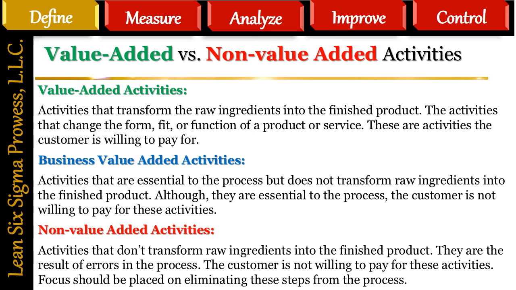Business value-added activities are activities that are essential to the process but do not transform raw ingredients into the finished product. Although they are essential to the process, the customer is not willing to pay for these activities. Non-value-added activities are activities that don't transform raw ingredients into the finished product. They are the result of errors in the process. The customer is not willing to pay for these activities. Focus should be placed on eliminating these steps from the process.